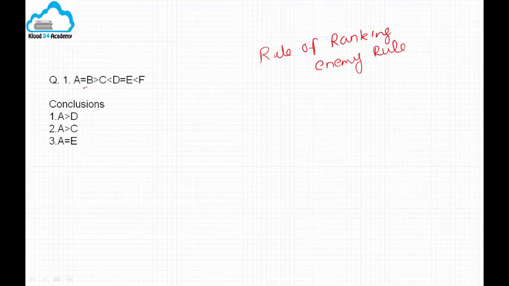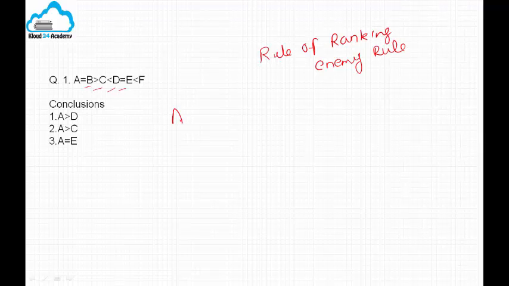A is equal to B, B is greater than C, C is less than D, D is equal to E, E is less than F. So this is the question, and now we are given the conclusions: A is greater than B, A is greater than C, A is equal to E. So we have to find out whether these conclusions are true or not.